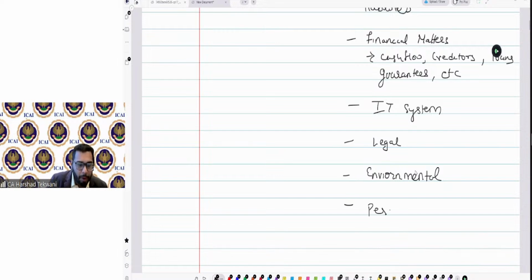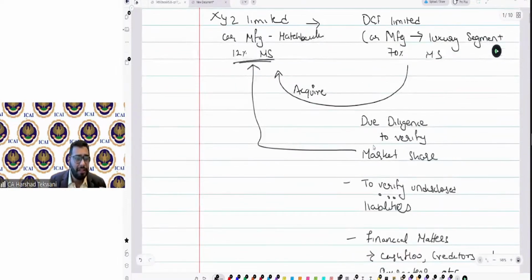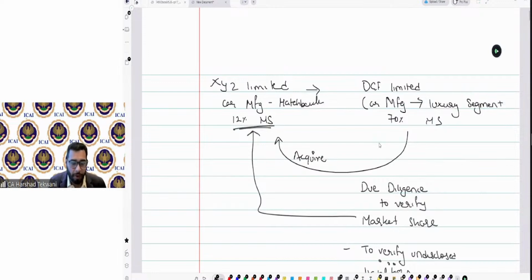Then comes the personnel, a very important due diligence. For example, what is the number of employees the company has, where they are situated, whether they are working from home or working from office. Sometimes productivity analysis is also done. For example, in a given scenario, how many employees are performing beyond expectations, and how many are performing below expectations. Such analysis is also done to identify high-efficiency employees. So these are just some examples where a due diligence can be performed.